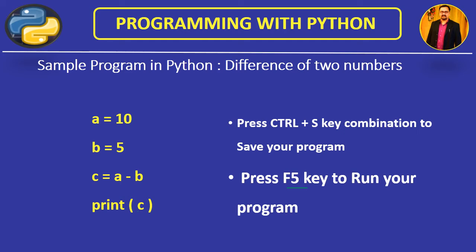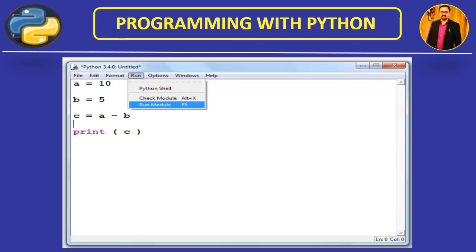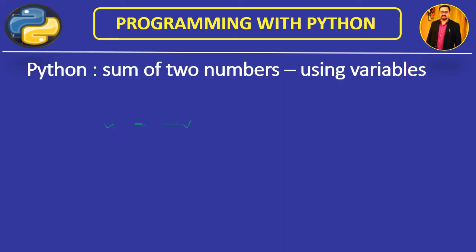After typing this code inside the code window, press the Ctrl S key combination to save your program before executing, and then after saving your program, press the F5 key to run your program. It will look like this when you work with Python. Here the same program will look like this inside the Python window. Another example you can understand here using script mode, sum of two numbers using variables.